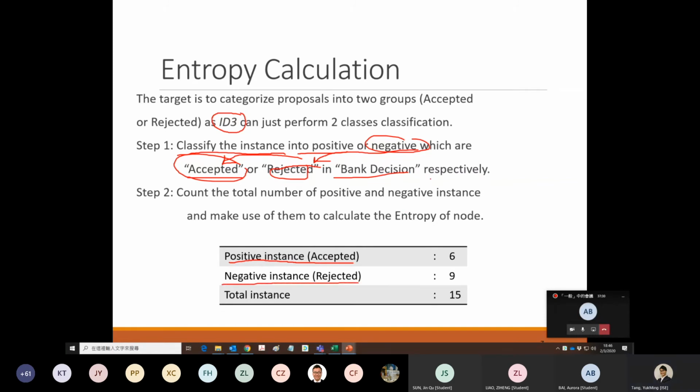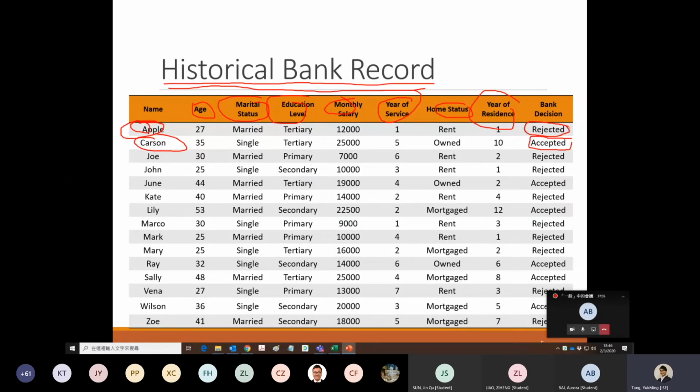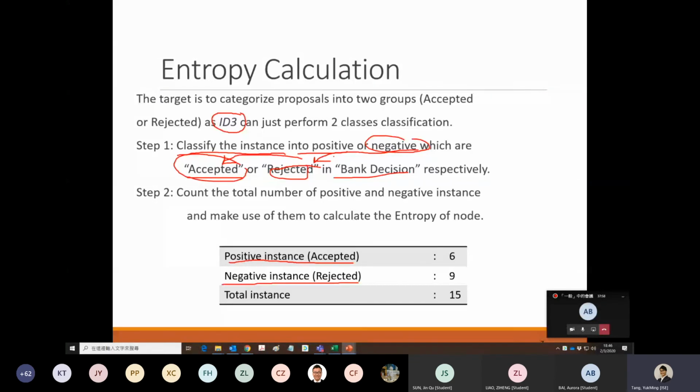Okay, so we go back to our historical bank record. As mentioned before, there are 15 customers: 1, 2, 3, 4, 5, 6, 7, 8, 9, 10, 11, 12, 13, 14, 15. So we already have 15 historical bank records. And then, as mentioned, you need to divide them into two different instances based on the bank decision, whether they are positive or negative.